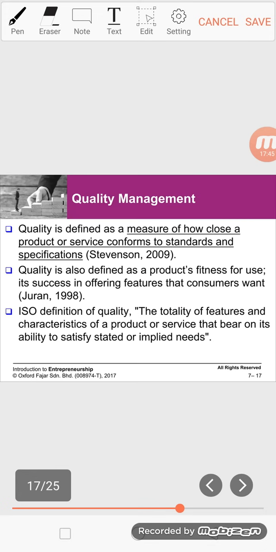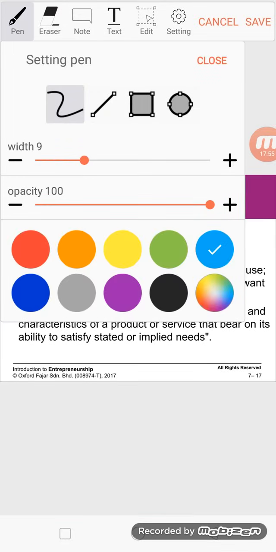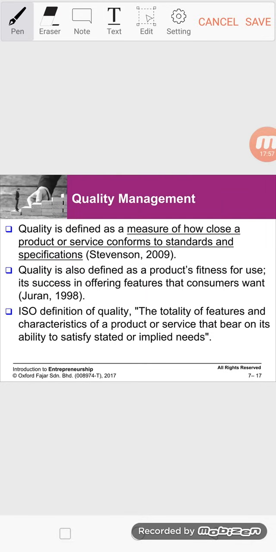Okay, quality management. Ini juga is very important. We have to manage the quality of our product and also the services. Okay, so let's see the definition. Usually for definition, kita memang akan refer to the ISO lah. Okay, so that is the totality of features and characteristics of a product or service that bear on its ability to satisfy stated or implied needs.